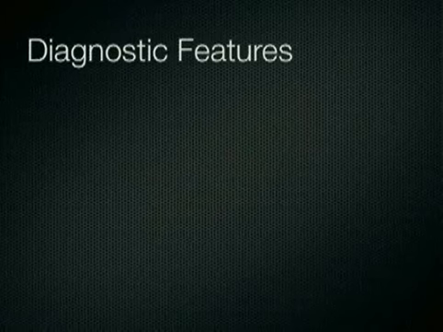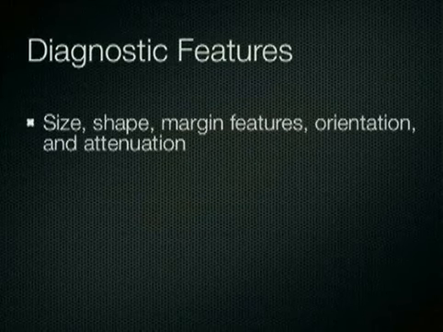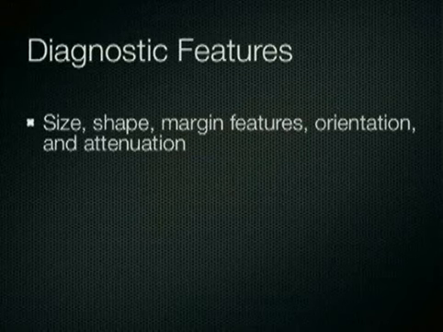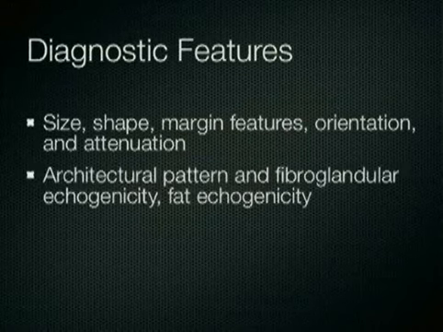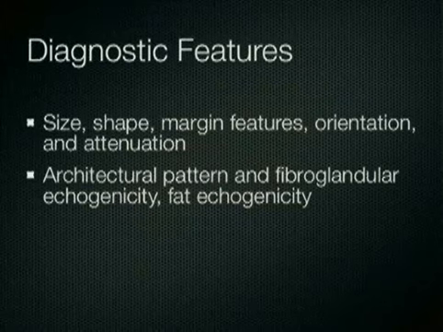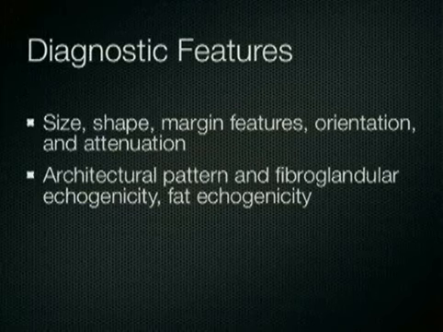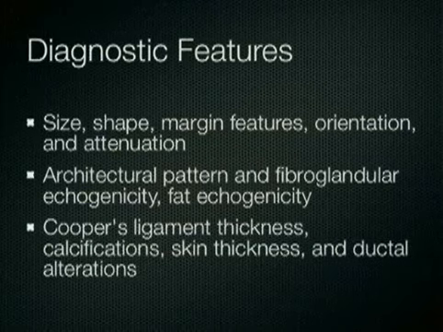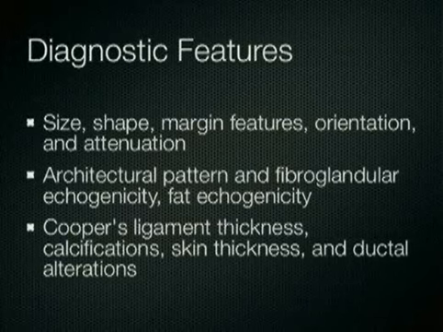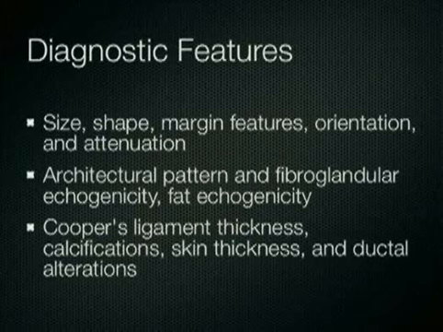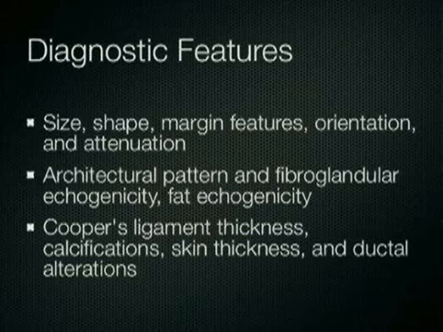The lexicon incorporates terms to describe important diagnostic features of breast lesions. These include the size, shape, margin features, orientation, and attenuation characteristics of a mass. In addition, the lexicon includes descriptors of the architectural pattern and fibroglandular echogenicity and fat echogenicity. Diagnostic features also include indirect signs that may be associated with cancers, including changes in the Cooper's ligaments, calcifications, skin thickness, and ductal alterations.